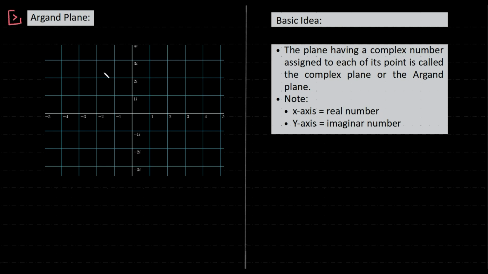Let's look at something called the Argand plane. It's nothing but your coordinate geometry, just that along the x-axis we have the real number being plotted. So along the x-axis we have the real number, and obviously along the y-axis we have the imaginary.